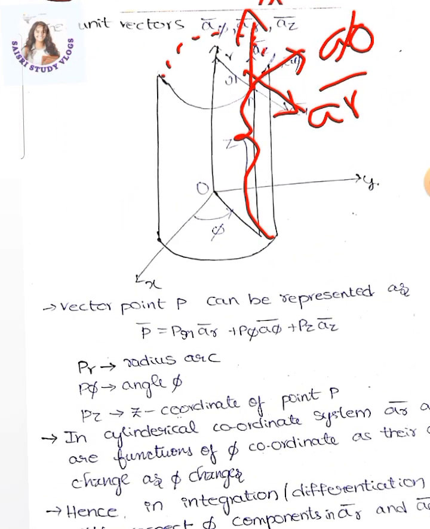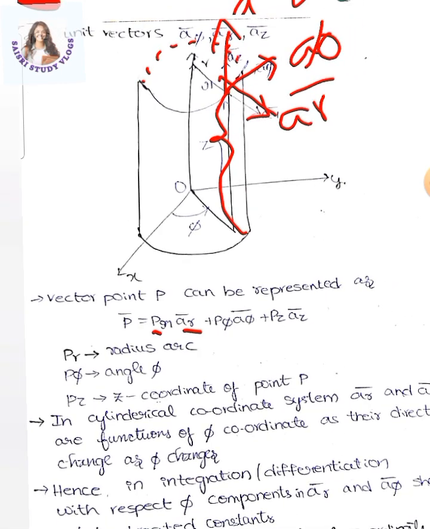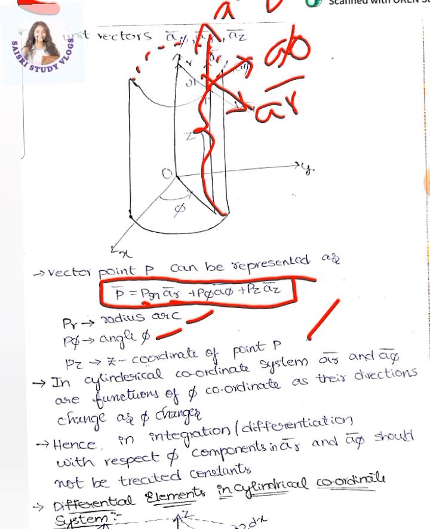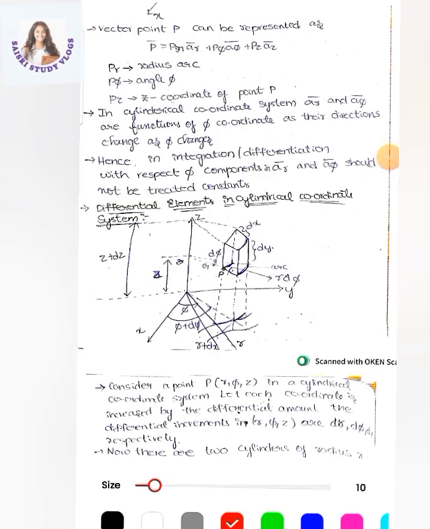From this diagram, we can say that the vector P bar is equal to PR times AR bar, where PR is the magnitude and AR bar is the unit vector which tells the direction. PR is the radius, P phi is the angle phi, and PZ is the Z coordinate of the system. This is the formula to find the vector P bar.